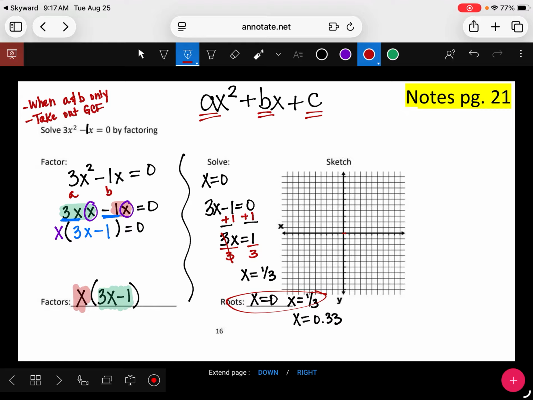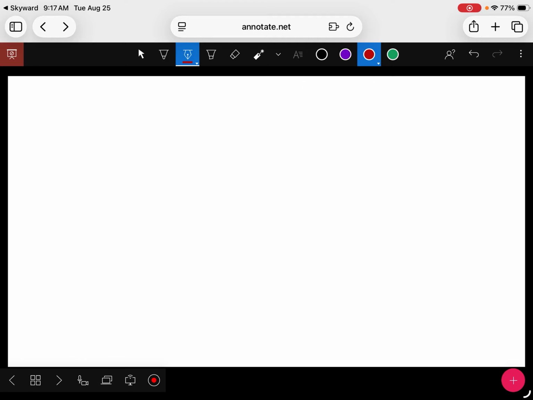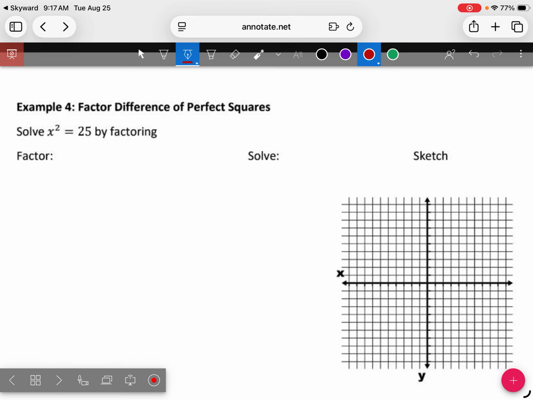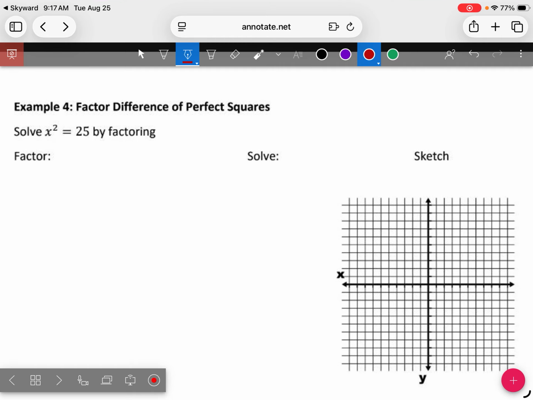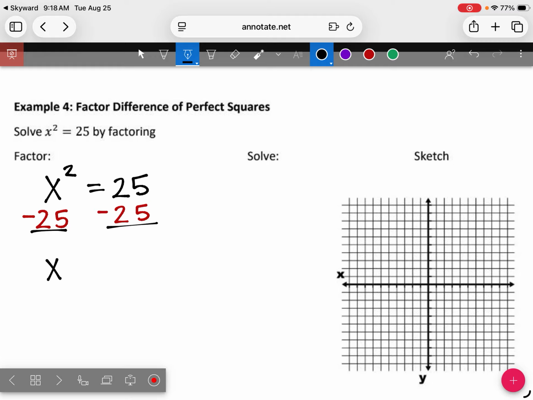All right, the last pattern we're going to talk about is the difference of two squares. So page 22. So we always have to set it equal to 0. So I have x squared equals 25. That doesn't equal 0. It has to equal 0. So I'm going to subtract 25 from both sides. And that's going to give me x squared minus 25 equals 0.